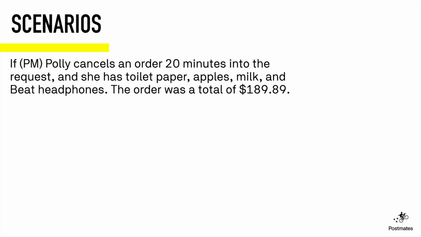Let's take a look at a scenario where we will look over it and point out some issues. I will give you some tips and tricks along the way. If Postmate Polly cancels an order 20 minutes into the request and she has toilet paper, apples, milk, and Beat headphones, the order was a total of $189.89. Now the first thing you will need to do is find out the issue.